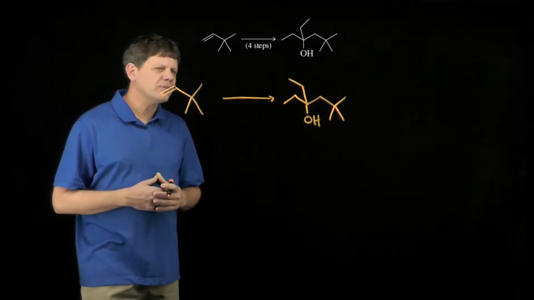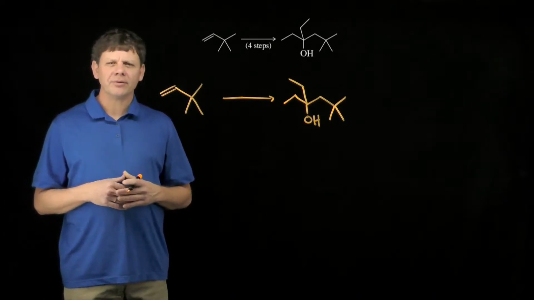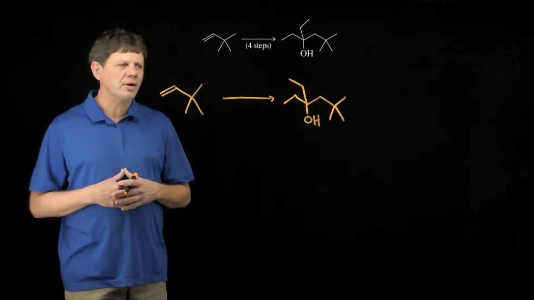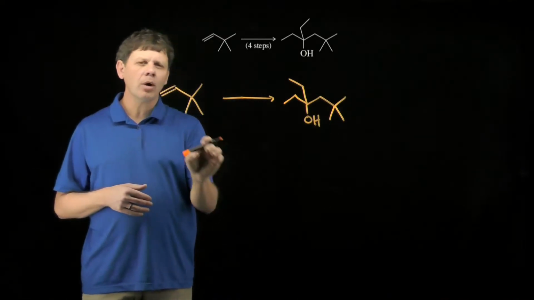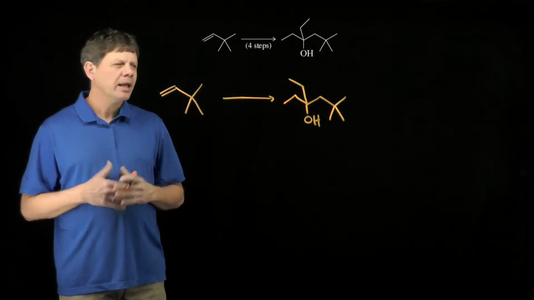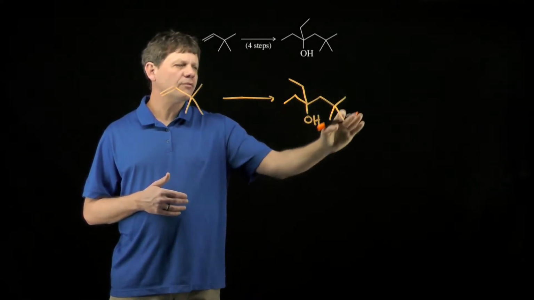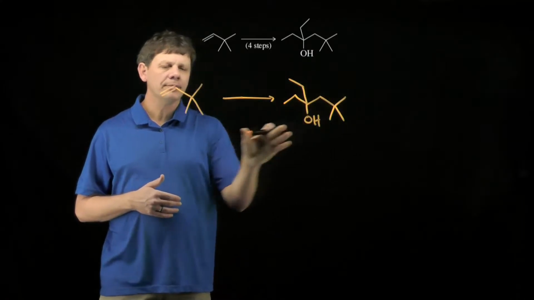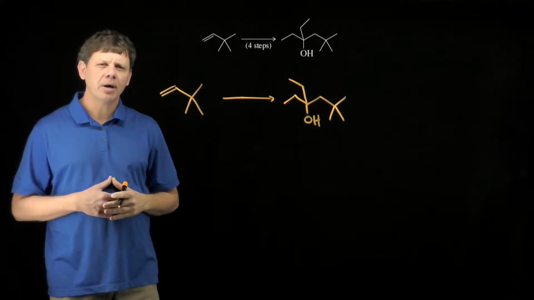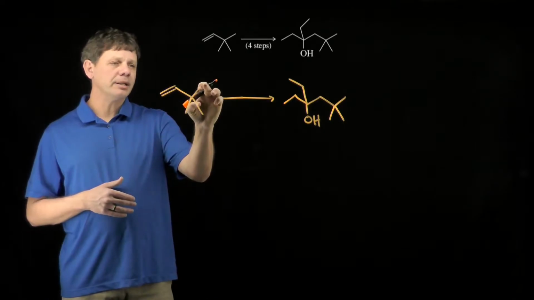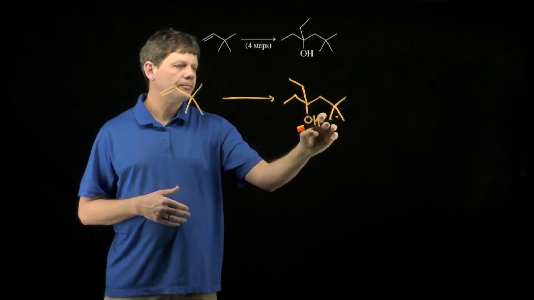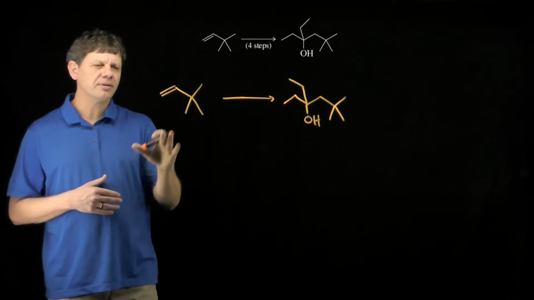Now, anytime we do synthesis, we want to work backwards. This problem gives us an advantage, though, in that we know exactly what we're working backwards to. And so we can start by identifying what part of this carbon framework in the molecule on the right is already present in the molecule on the left. We get a big clue because of this tert-butyl group. And so let's number our carbons that way.